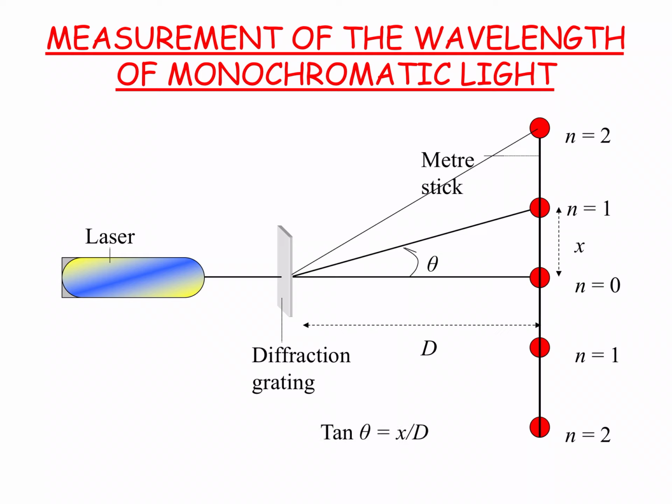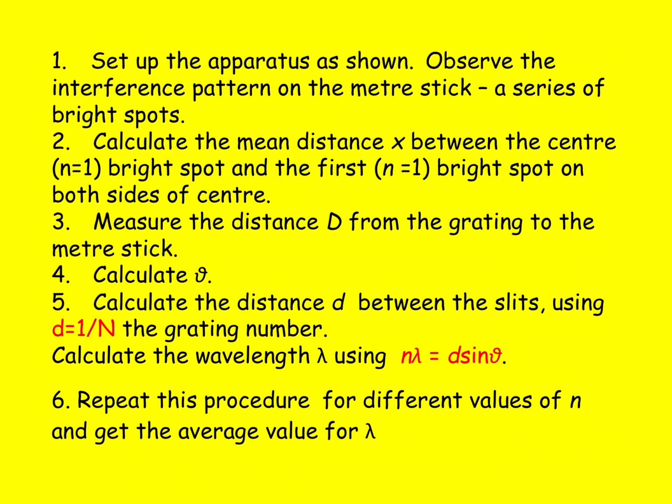Now, once we have the angle theta, and we know how many lines there are on the diffraction grating, we can work out the wavelength of monochromatic light. This is the whole experiment here. Apparatus shown, nothing really interesting there, except for how you work out the distance d between the two lines in the diffraction grating. It's the inverse of what we call the grating number. This is the number of lines per millimetre. So if you've got the number of lines per millimetre, and you find the reciprocal of that, 1 over it, then you find the distance between the lines in millimetres.